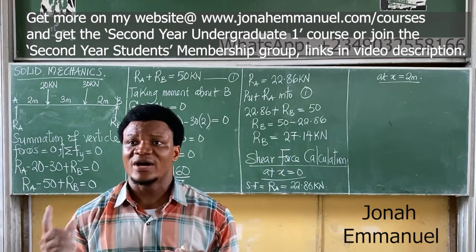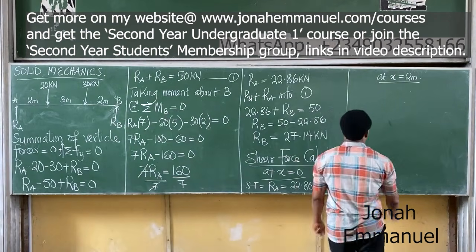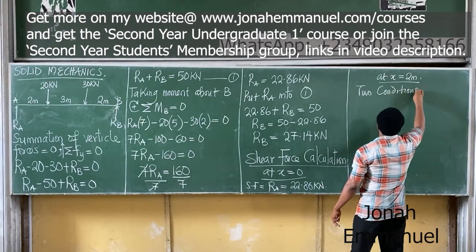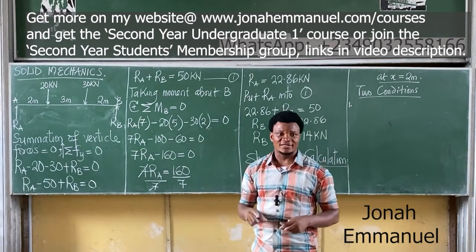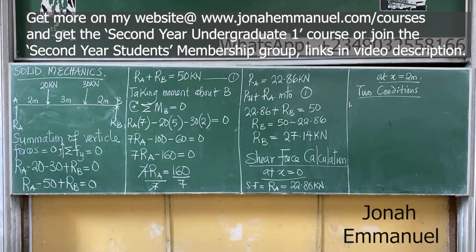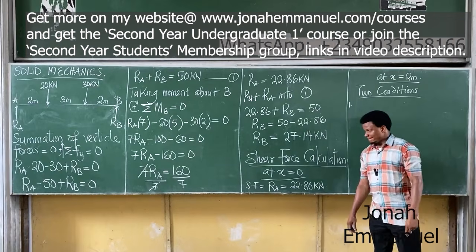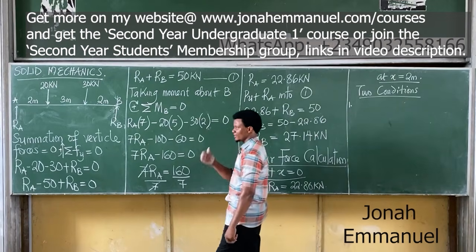At every point where you have a point load, you add what there? 2 conditions. So at x equal to 2 meters, you add 2 conditions. Condition 1 refers to all the forces before that point. Shear force calculation. For shear force calculation, you should take intervals at where you have point loads.